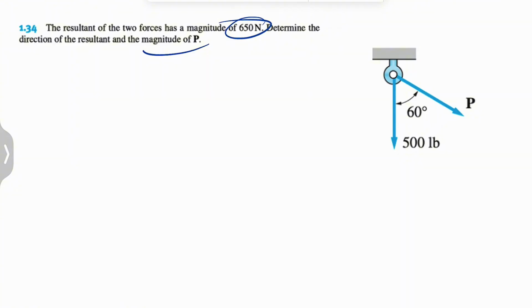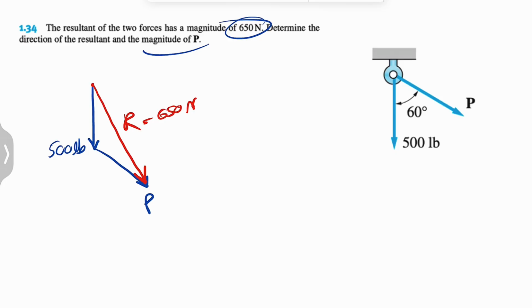So if we use our triangle rule, we're going to have this force that is 500 pounds, and we can draw the force P in this direction, and the resultant of these two would be the vector that connects the tail of the first one to the head of the second one. So this is our R, which the question is telling us is 650 newtons.